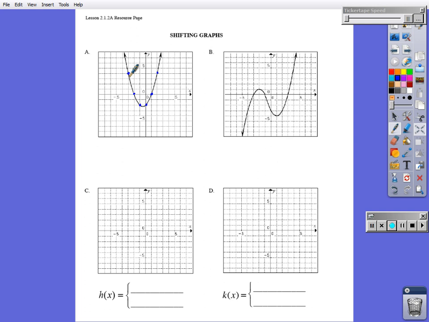And I'm going to shift all of those to the left 2, because that was my horizontal shift as defined in the problem. So if I move each of these points to the left 2, I will get my new graph. The vertex, I just have to estimate a little bit. It's going to be a little bit below those two. And I go ahead and draw that graph on grid A.